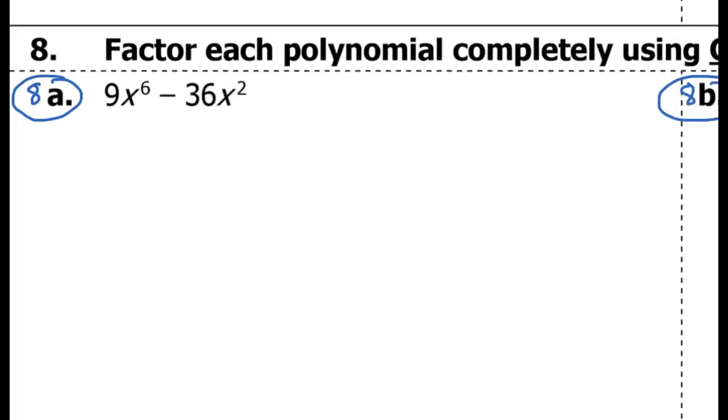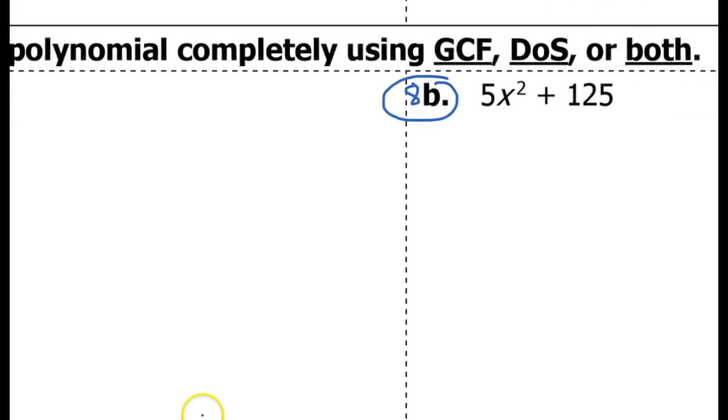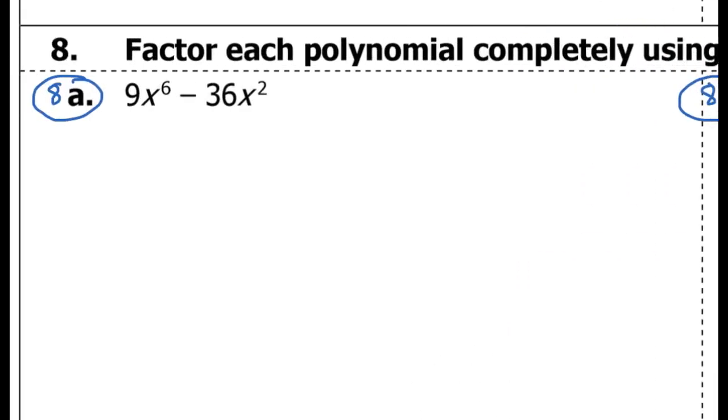Alright, for the next couple problems, we need to factor each polynomial completely using greatest common factor, difference of squares, or both. So, always look for a greatest common factor first. Yes, both of these are divisible by 3. However, that's not the greatest common factor. Both of these numbers are divisible by 9. So we're going to use 9.